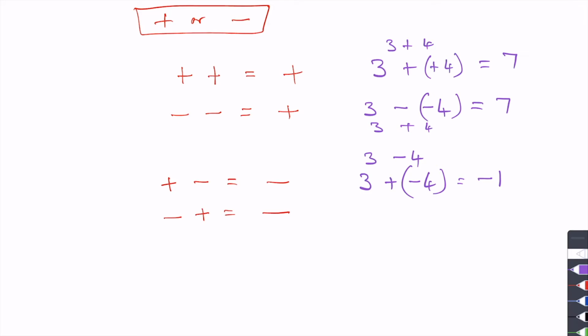In the next case, we have 3 minus plus 4. Once again, a minus and a positive are two different signs. They're right next to each other. So the winner will be a minus, as 3 minus 4, which once again gives you minus 1. When you're multiplying or dividing, it's very similar. So let me take you through those rules as well.